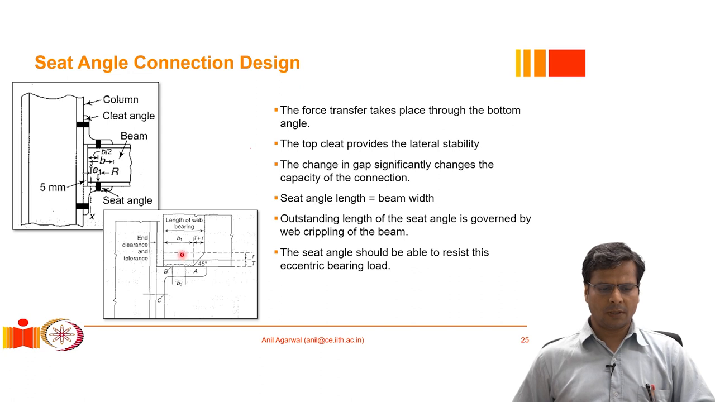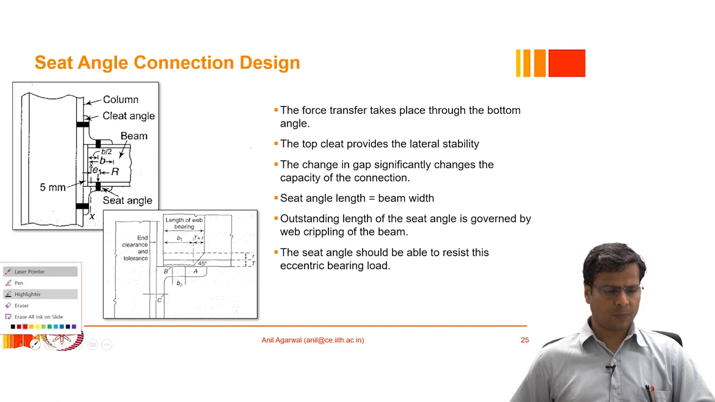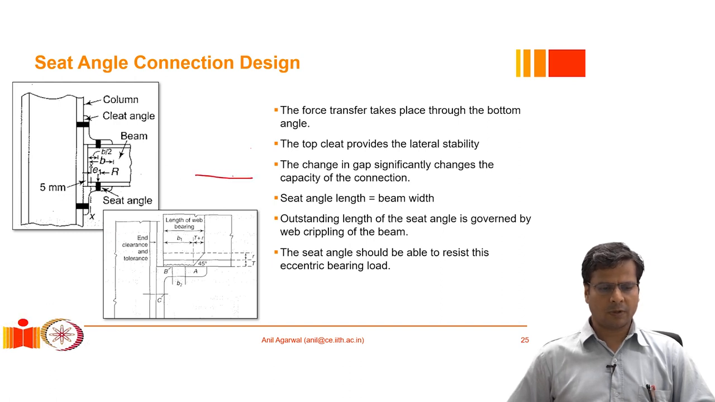The portion of the beam web which has the smallest cross section is right above the root. Here what you may see is that this is the flange of the beam, which is marked as T, that is the thickness of the flange of the beam. Then there is a root of the beam. So if I look at the cross section of the beam, typically the beam cross section near the bottom flange would look somewhat like this. So we have got T, which represents the thickness of the flange. Then there is a root, which is represented with R here in this diagram.